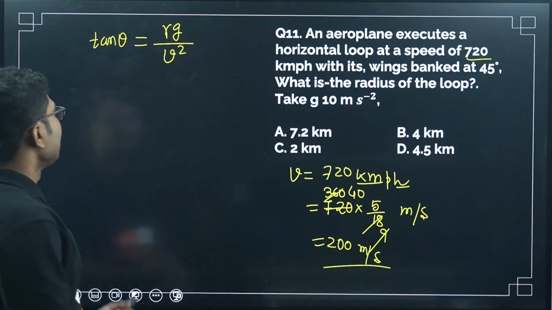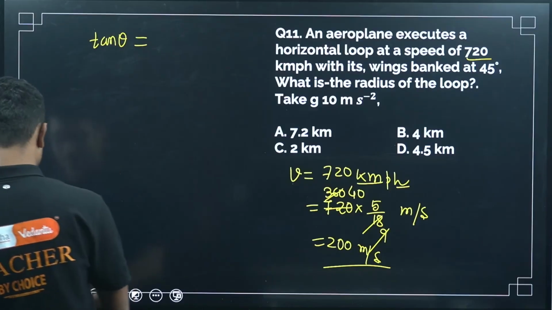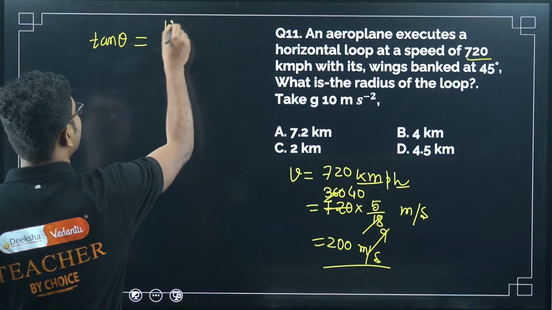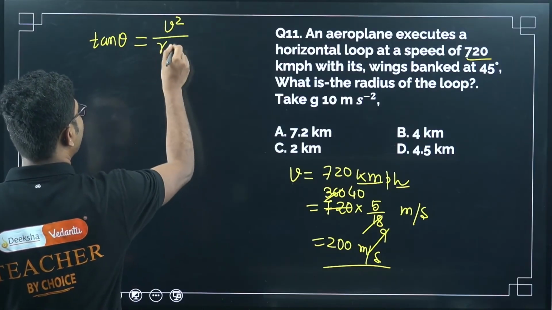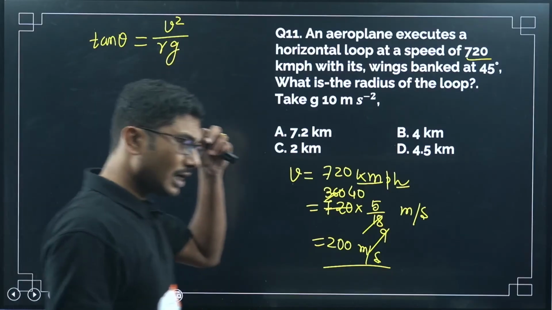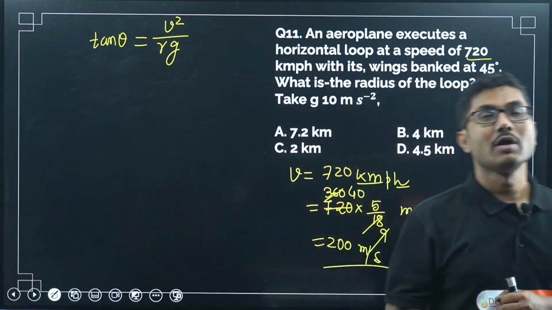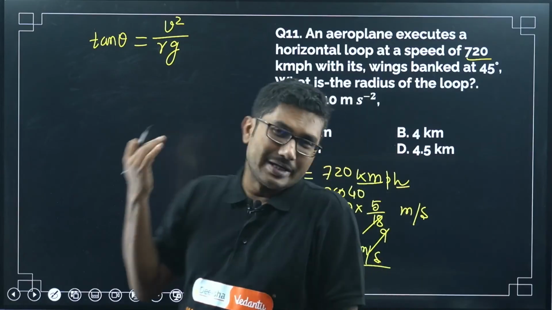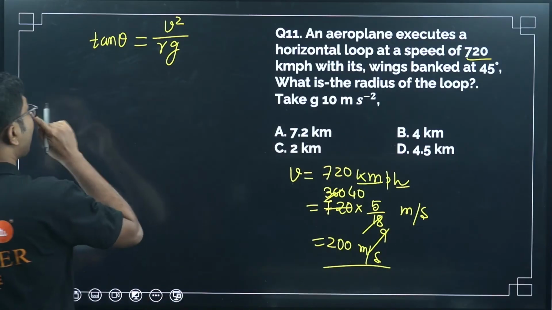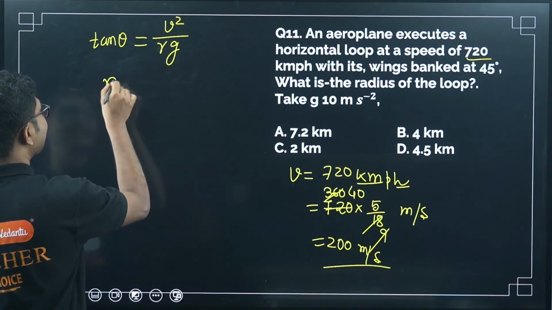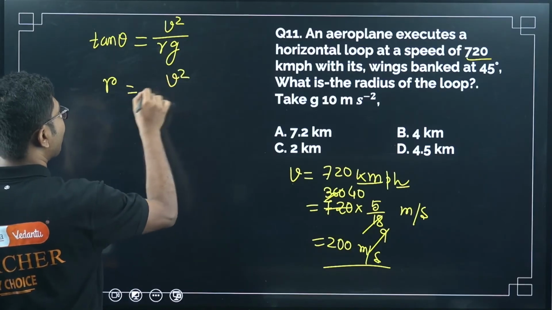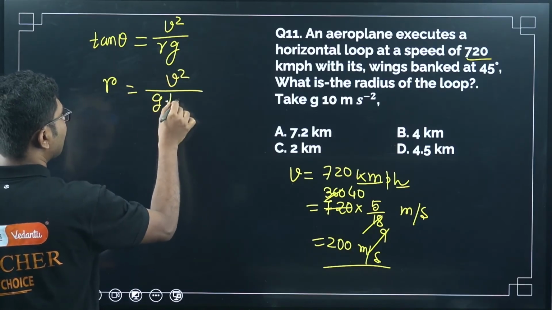Tan theta equals to V square by Rg. It is a very old formula, currently not explicitly given in your textbook, but you can revise it. It's a simple formula. If you know, you can find the radius. Radius r is given by V square by g tan theta.